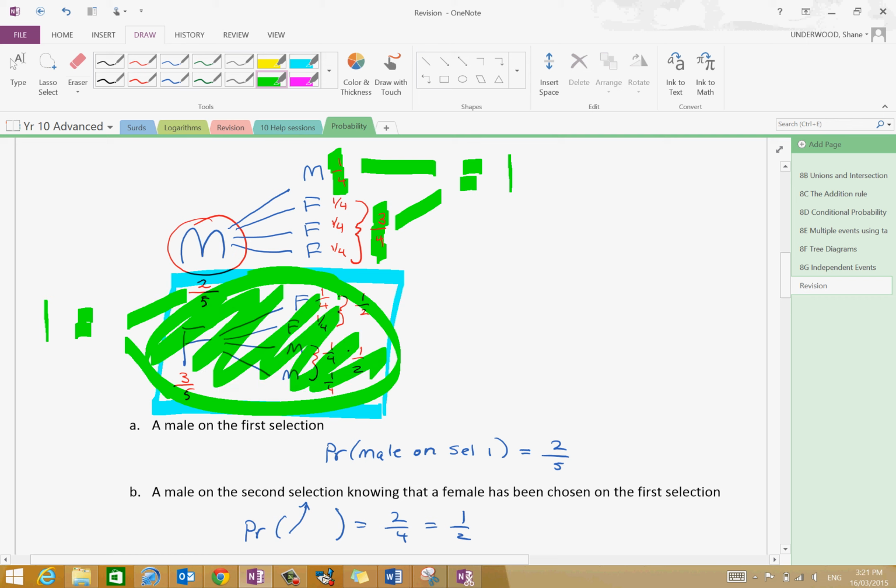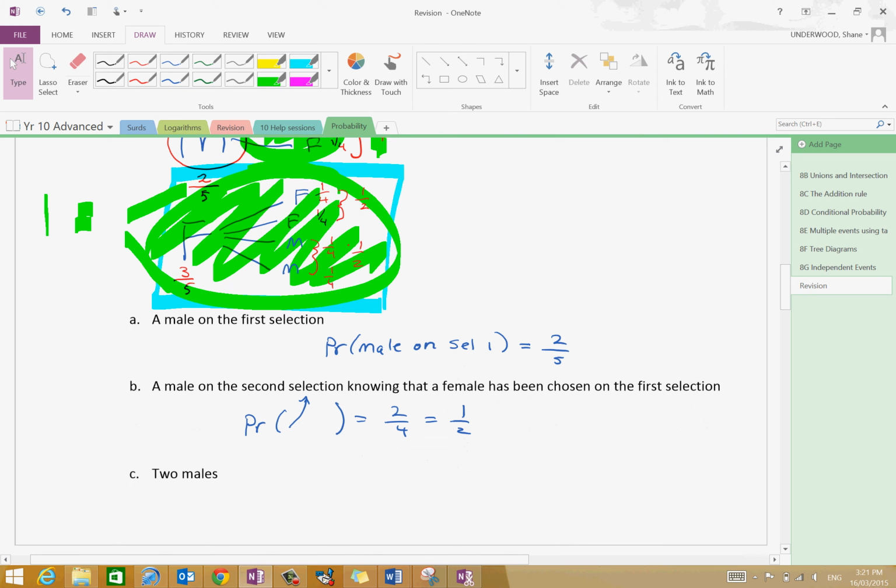Because it's at least 1 female. We started off with a female, so we're happy. What about over here? Are we happy with all of these? Yes. Now, what's the entire sample space add up to?